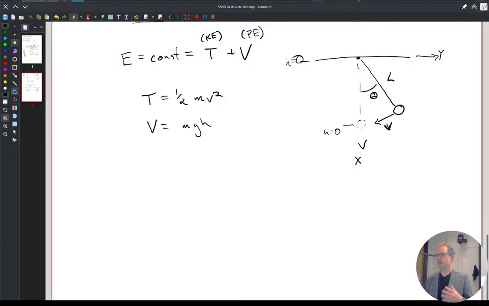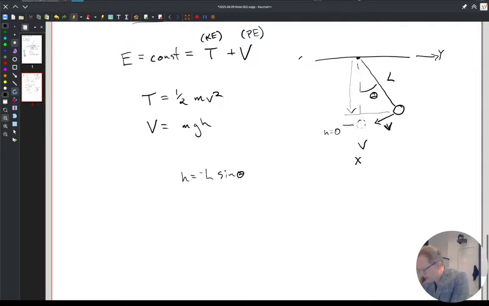That one's kind of weird, but don't you just want to express V in terms of theta? Yes. You just need to change the H term to something with theta. I don't understand why you can't just do L sine theta. You can do that. The vertical component. So if we say that H equals L sine theta, that's describing this distance.